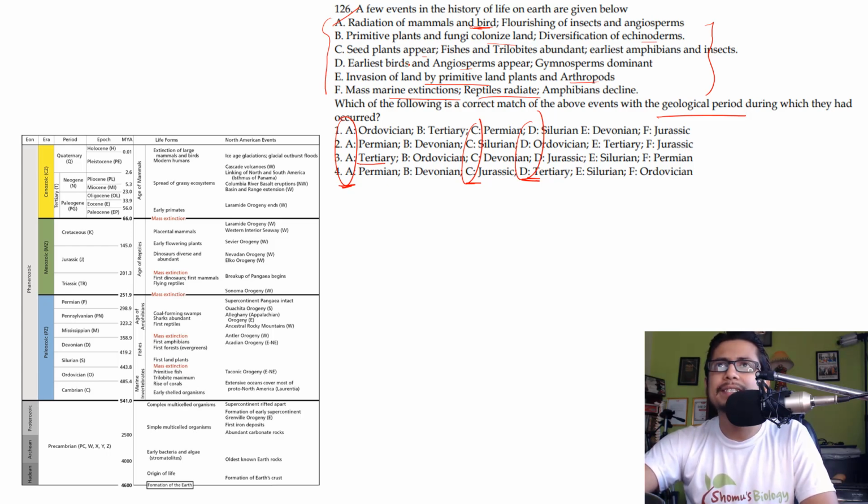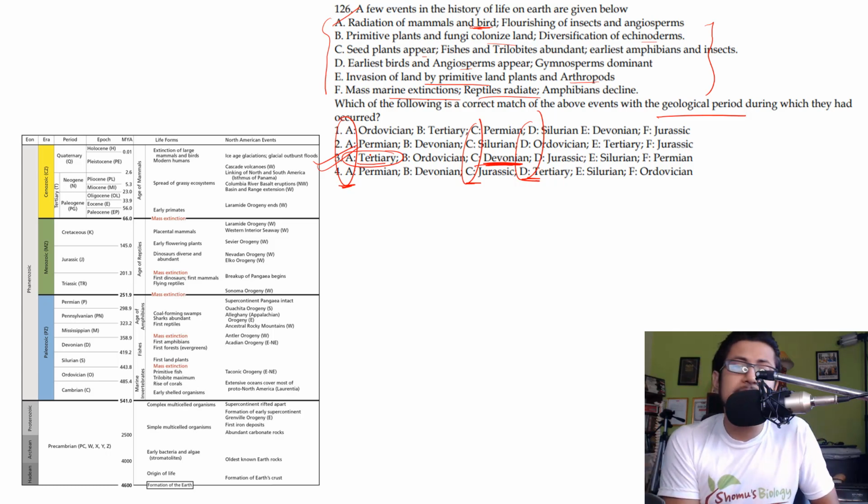If you know that, then you can answer it, because there is only one option where C is Devonian, and there is only one option where A is tertiary. That's the way to solve this question. You cannot just look for every single detail, because you may not recall every single detail even though you read and remember.